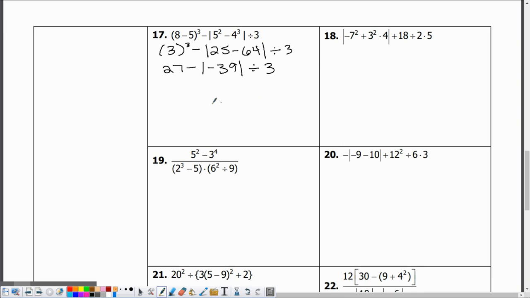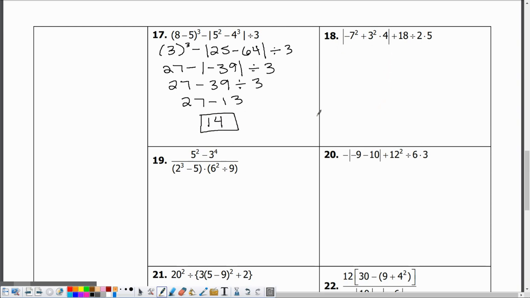All right, so I have 27 minus the absolute value of negative 39 divided by 3. So the absolute value of negative 39 is 39. Okay, so next I'm doing multiplication and division from left to right. So I'm going to do 39 divided by 3, and that is 13. And then 27 minus 13 is 14.